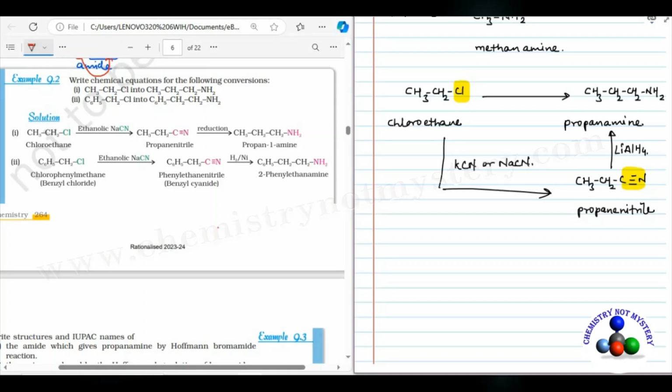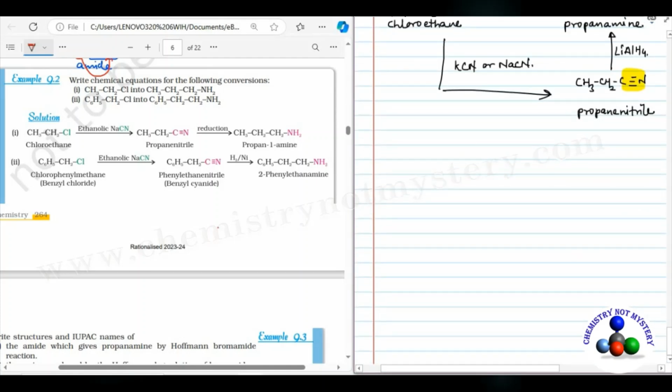Now come to the second question. Here C6H5CH2Cl, means benzyl chloride, into C6H5CH2CH2NH2. So let's draw the structure. Here this is benzyl chloride, benzene, CH2Cl, and we have to prepare, this is benzene, CH2, CH2, NH2.